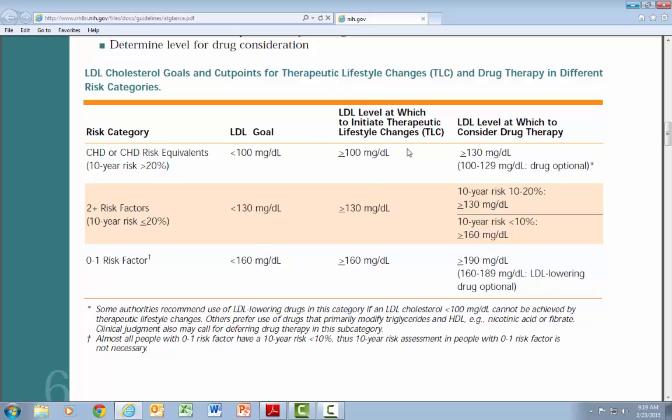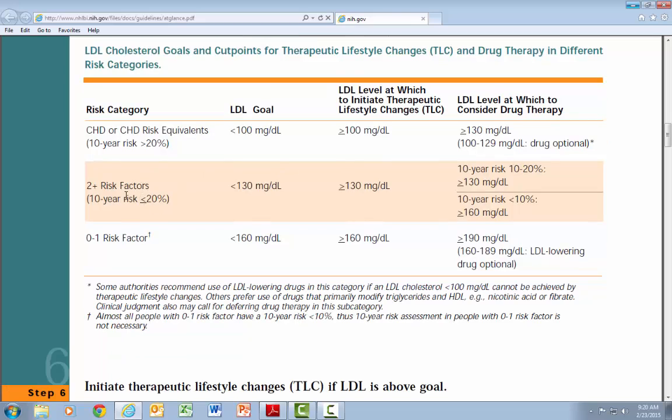If your LDL is not less than 100, but on the contrary is more than 100 but less than 130, then the patient must be on lifestyle modifications. Now, if you come back to me and your LDL level is more than 130, then you should start drug therapy. And the first choice will be statins, or HMG-CoA reductase inhibitors.